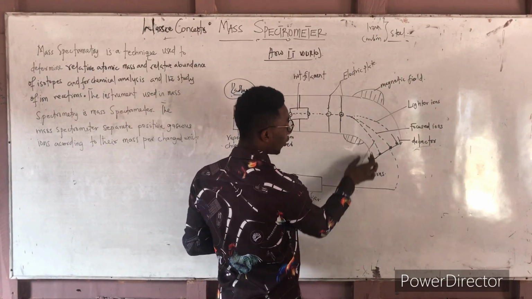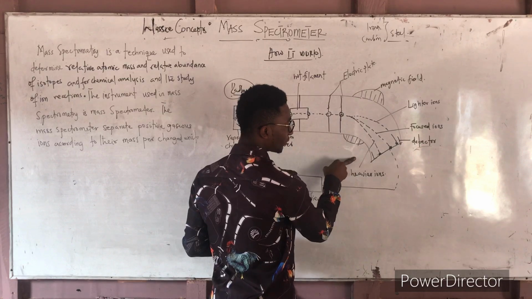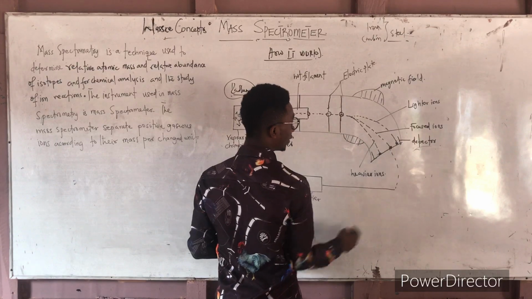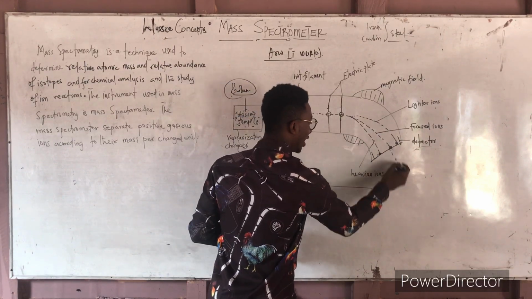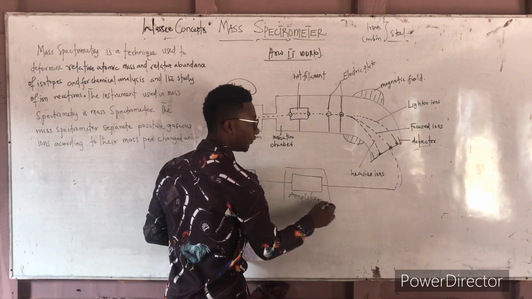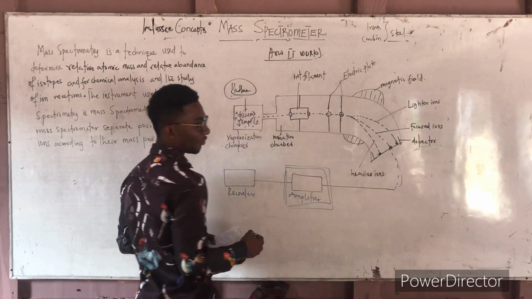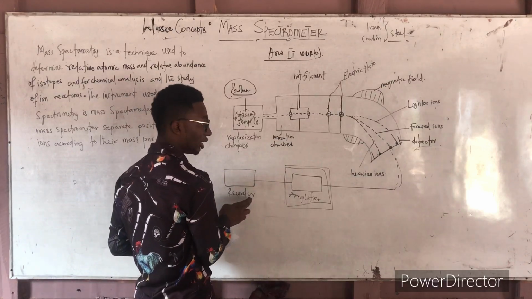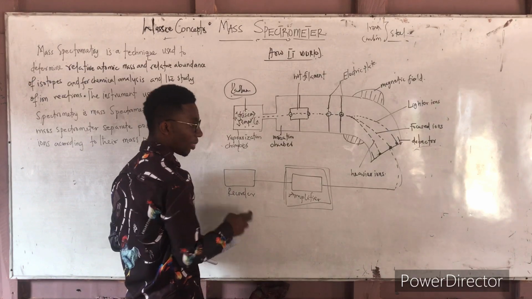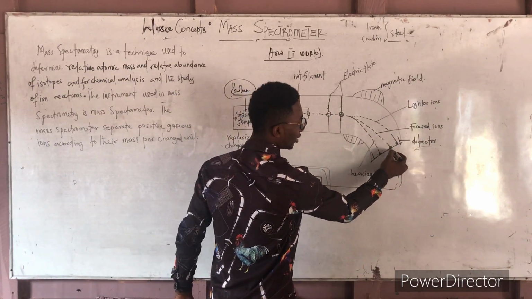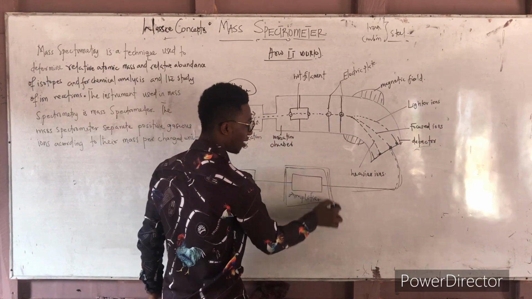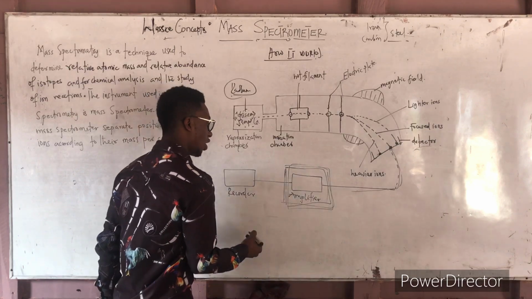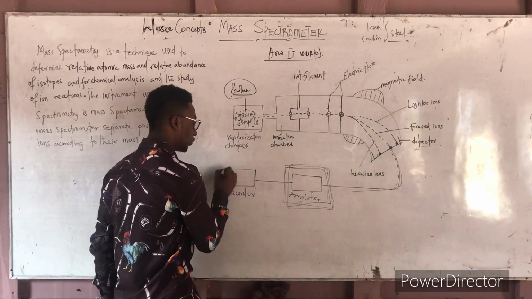According to their mass to charge ratio, the heavy ions will be deflected towards the detector and the lighter ones will be deflected away, so you have the focused ions. After that, the sample is given to an amplifier for amplification. From the detector it is given to the amplifier, which amplifies it, and then it is given to the recorder.